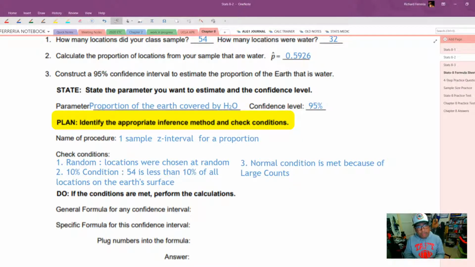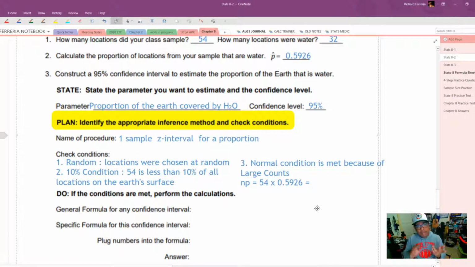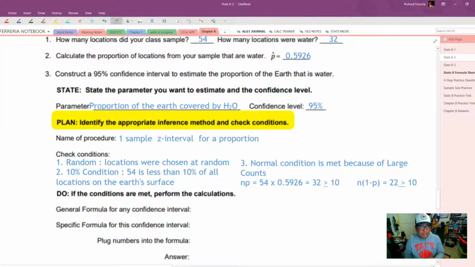We're going to go to those formulas. And for this, np is always the number of successes. So we know exactly how many times we sampled water, and that was 32 times. So we don't actually have to do any of the multiplication here. We're just going to say 32. And then finally, n(1 minus p) is 22, the number of times we didn't hit water, and that of course is also greater than or equal to 10.